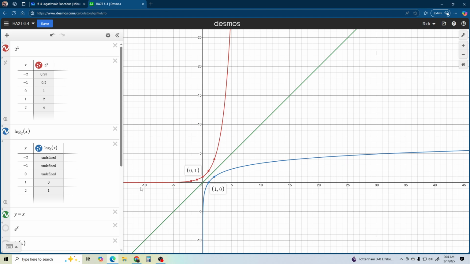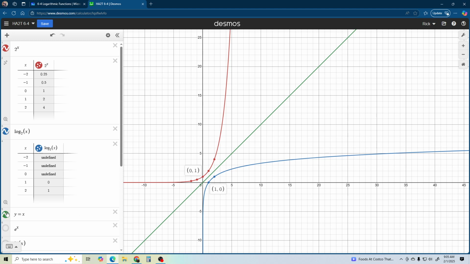So I went ahead and graphed. Our red graph here is our exponential function, and our blue graph is our logarithmic function, both with a base of 2. So let's just look at a couple points to start off with, right? If we look at this point 0, 1, we notice that our y-intercept on our exponential function is at 1. We also notice our x-intercept on our logarithmic function is also 1, right?